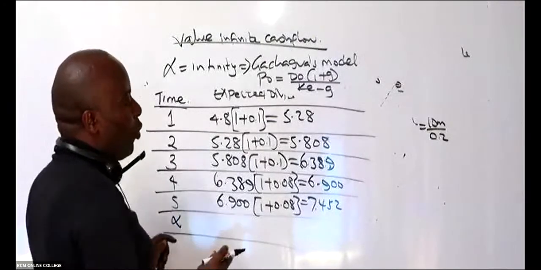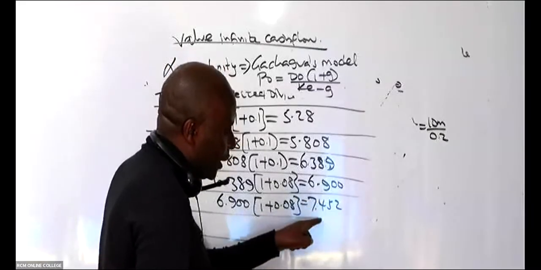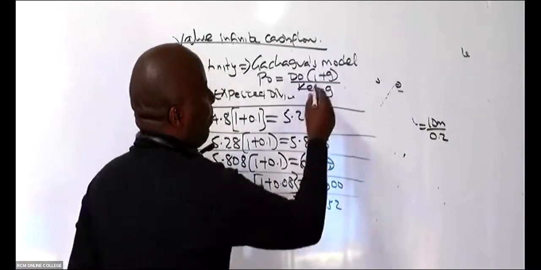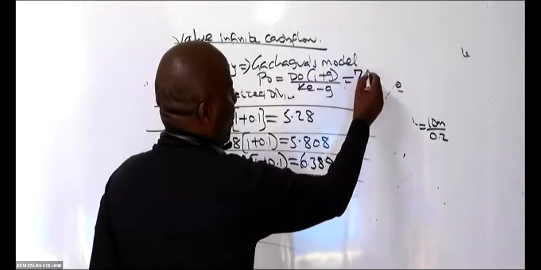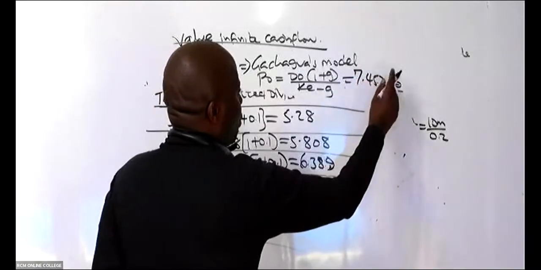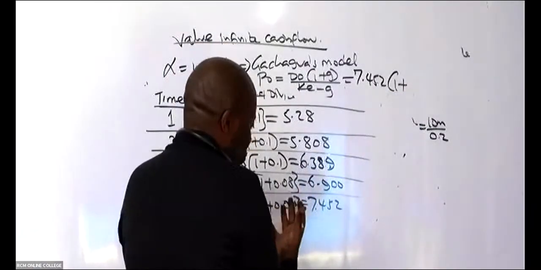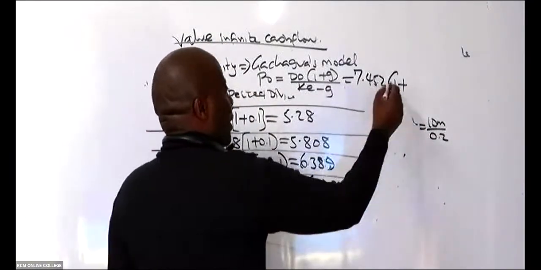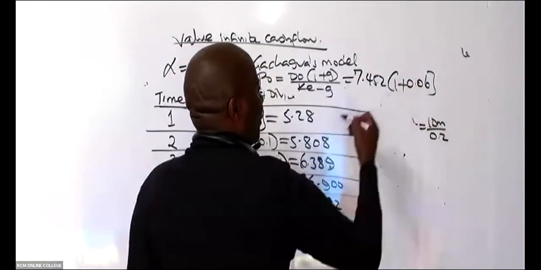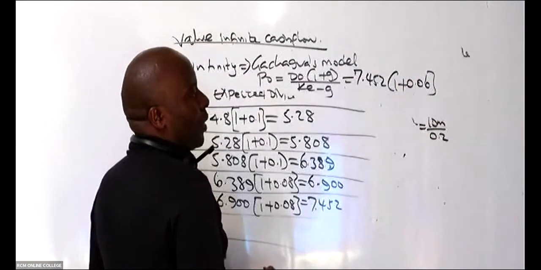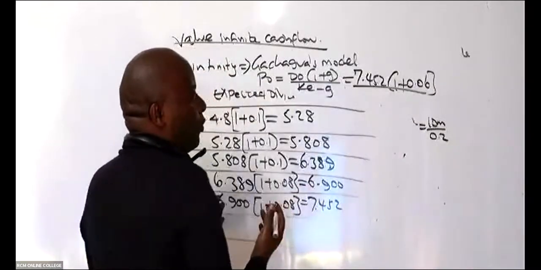Now, ladies and gentlemen, please listen. Our D0 will be our most current dividend, this dividend here. So this will be 7.452 into 1 plus the perpetual growth rate. The perpetual growth rate is 0.06, all over the cost of equity.